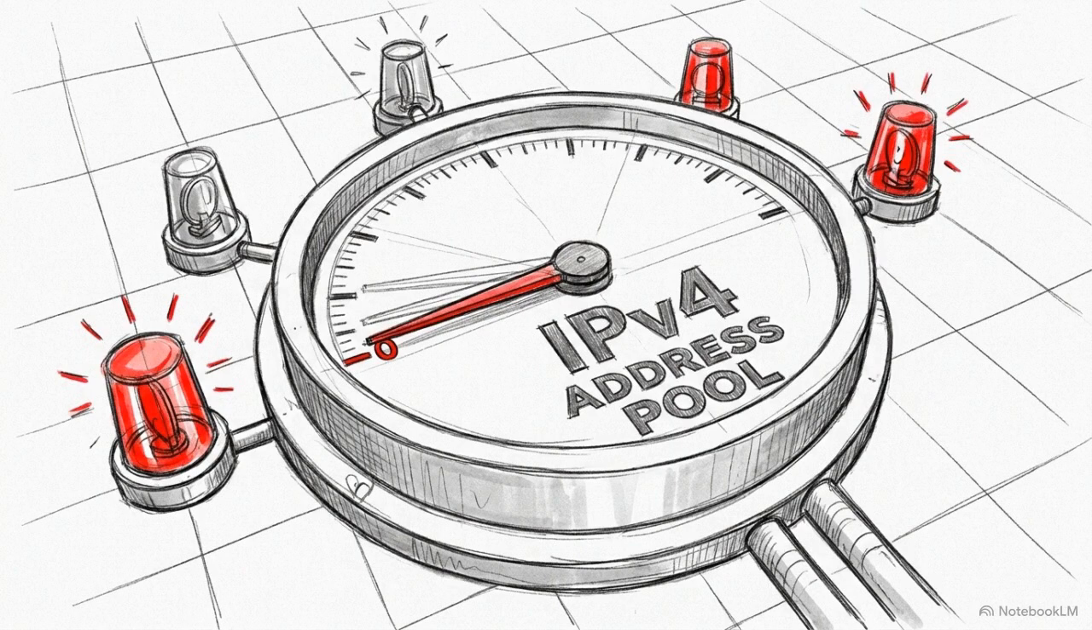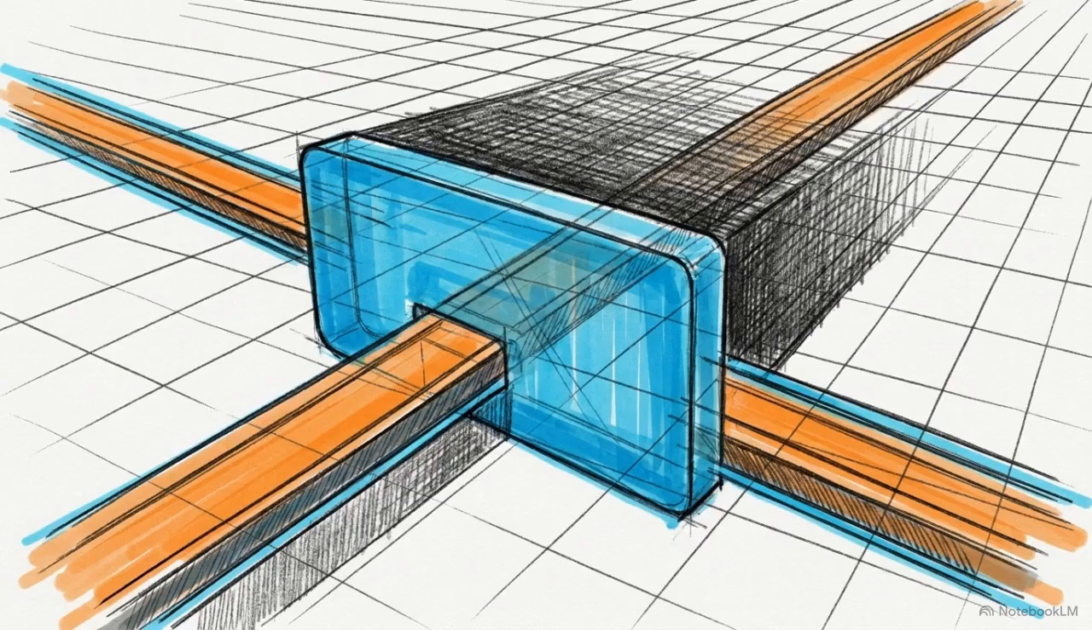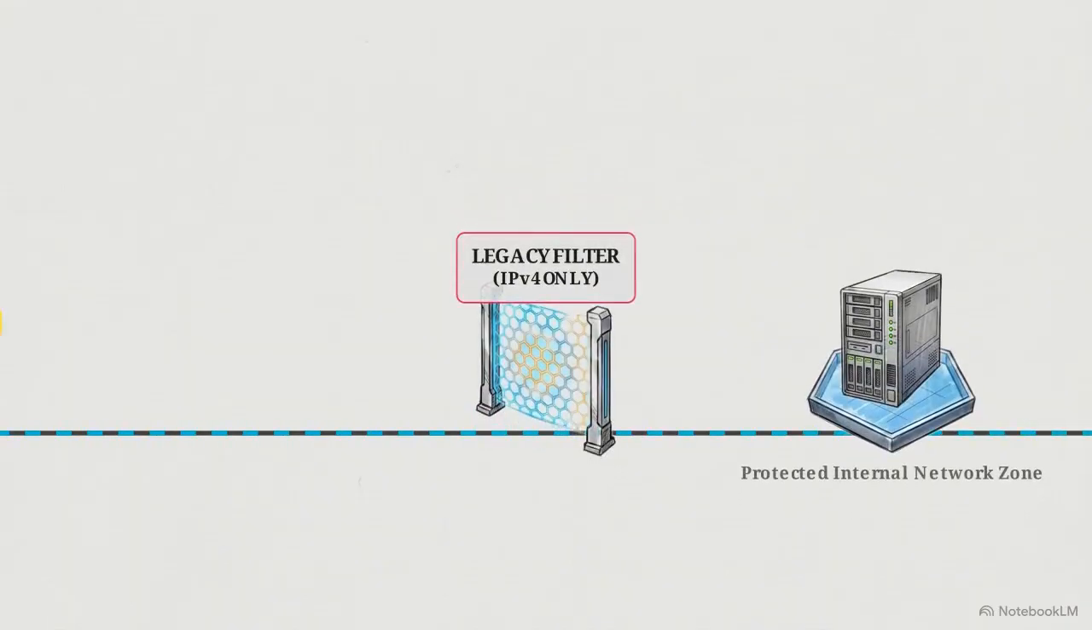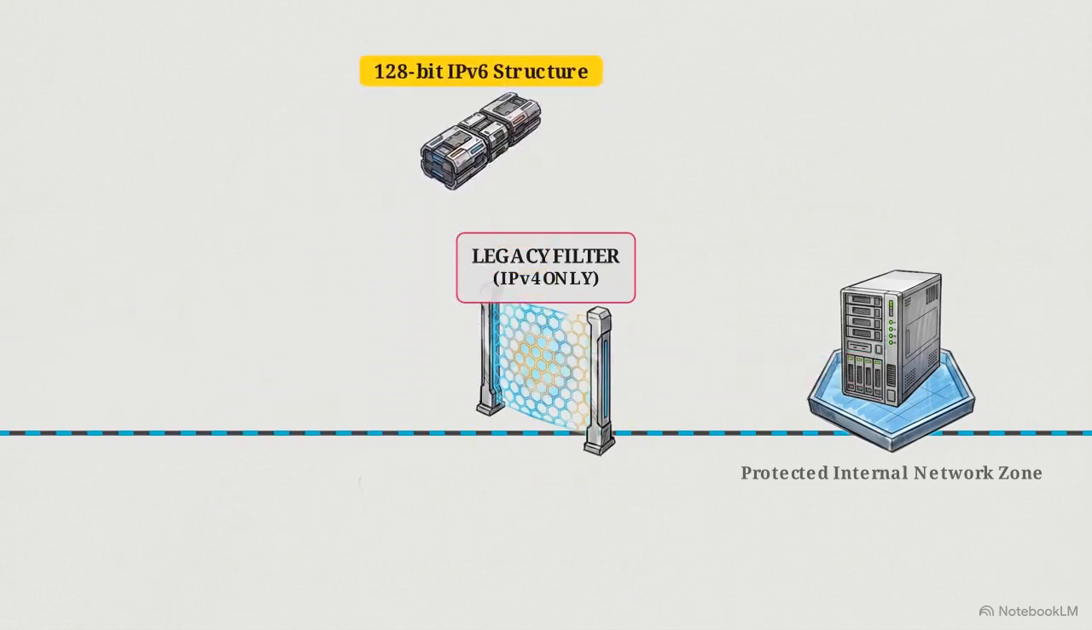Even with efficient CIDR allocation, the world exhausted its supply of IPv4 addresses. The solution is IPv6, expanding the address space to 128 bits and providing billions of unique addresses for modern hardware. But this massive upgrade in routing architecture creates a severe blind spot. Many older firewalls and intrusion detection systems were built exclusively for IPv4. Because they cannot properly parse the 128-bit structure, malicious IPv6 traffic routinely bypasses legacy filters completely.